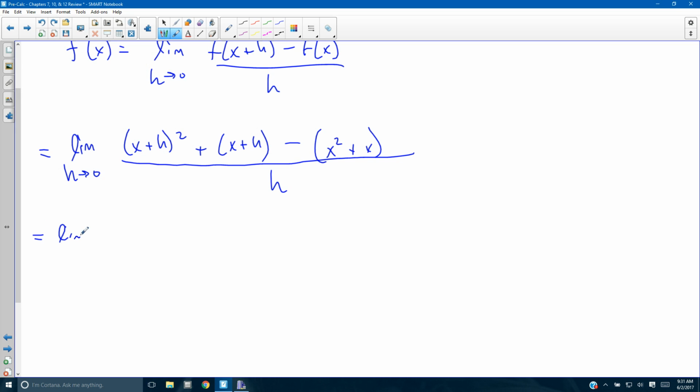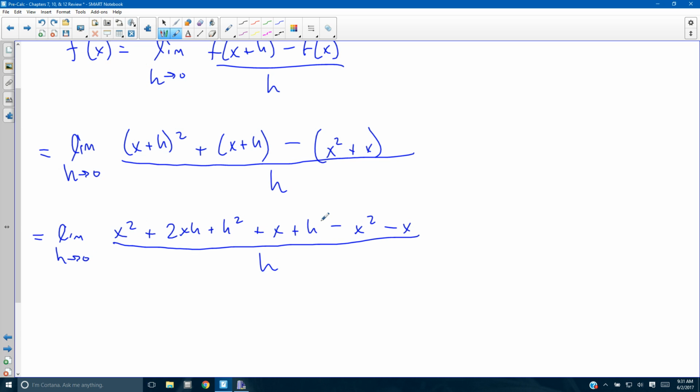Equals limit as h approaches 0 of, this becomes x squared plus 2xh plus h squared plus x plus h minus x squared minus x. Distribute the negative, all over h. X squared minus x squared cancels. See, ideally when you do this, all that will exist are terms that only have h in it, even if h has ended up canceling, which they can't. They won't in this case.